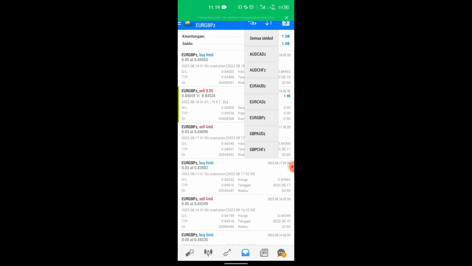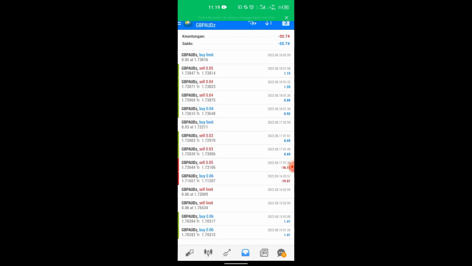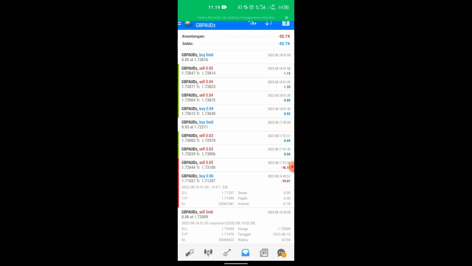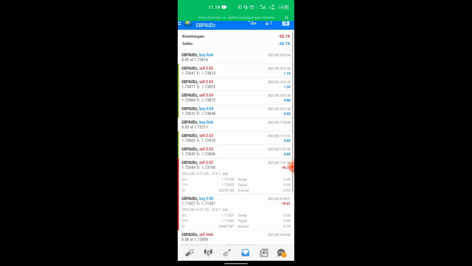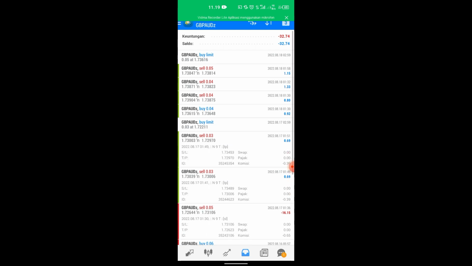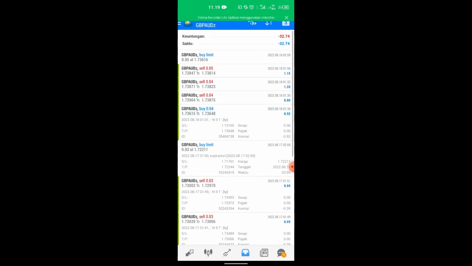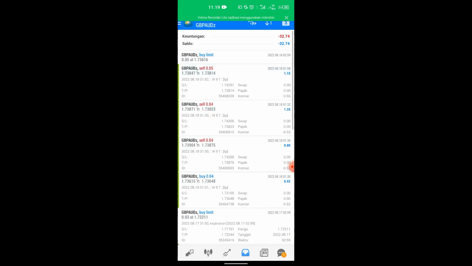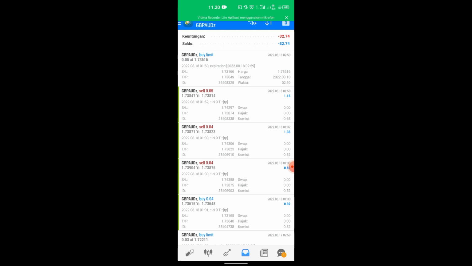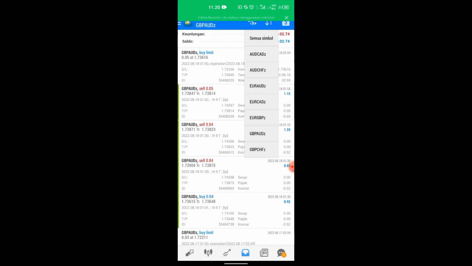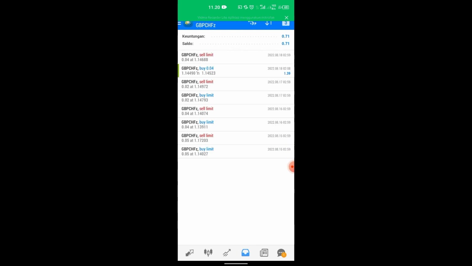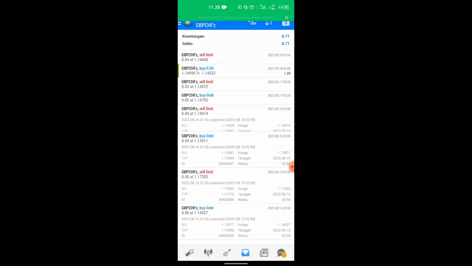Pound Sterling to Australian dollar zero spread. Here get a loss of $32, with transaction details which you can see here. Later we will also compare it with the standard account. Pound Sterling to Swiss franc zero spread. Earn 71-cent profit.